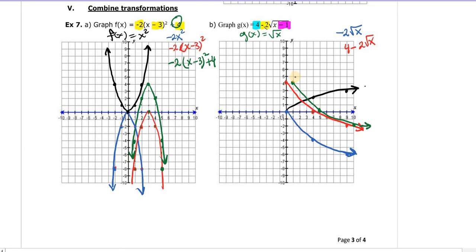Okay, so now we reflected and stretched the graph and moved it up and then to the right one unit, which is the green one. That is the last transformation. So the green graph is going to represent the last transformation of the parent function.